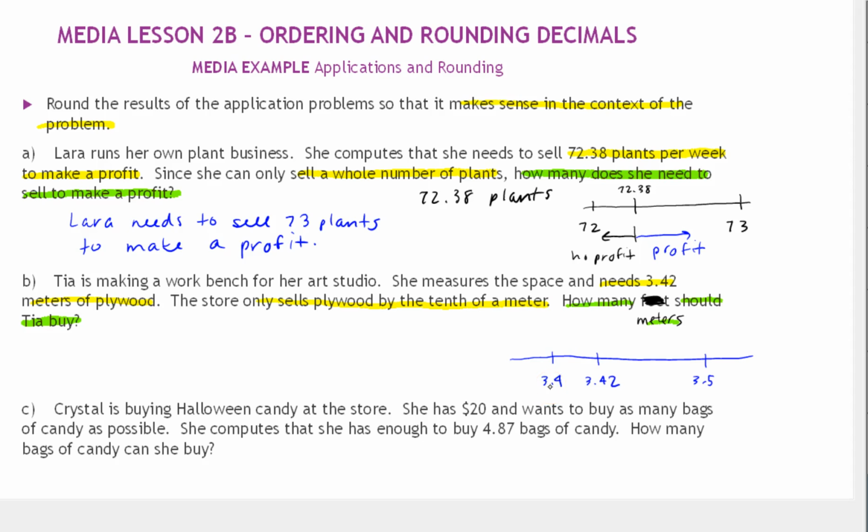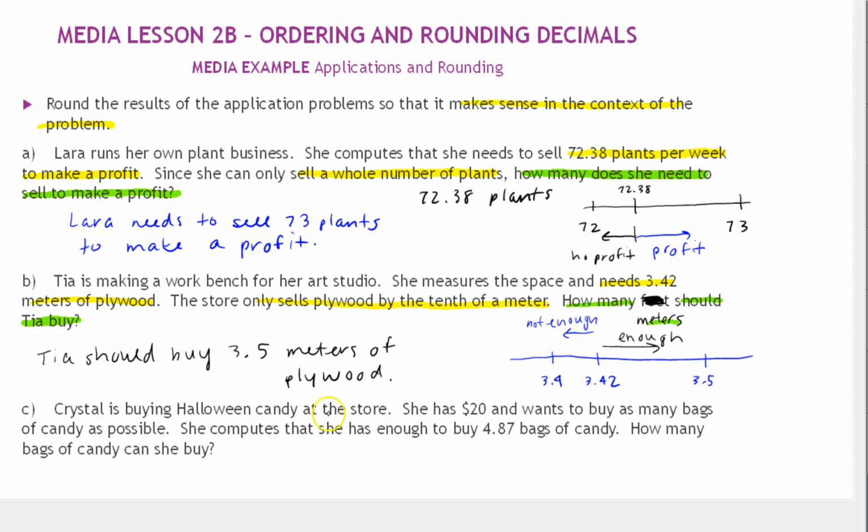But if she has less, she won't have any more to glue on or add to it. So in this case, we would round up. So this is not enough if it's less than 3.42. And if it's greater than 3.42, then she has enough and she can cut some off to meet her needs. So Tia should buy 3.5 meters of plywood. Okay, let's look at our last example.